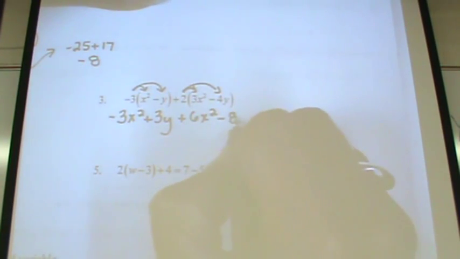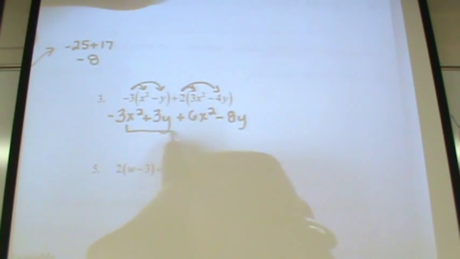-3 times x squared, -3 times -y. So it's -3x squared plus, because it's a negative times a negative, 3y, and then do the distributive property again. So it's plus 6x squared, and then minus 8y. These two are like terms. You get 3x squared, and these two are like terms: -5y.